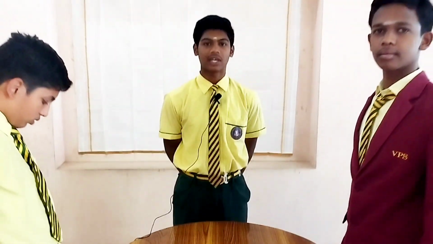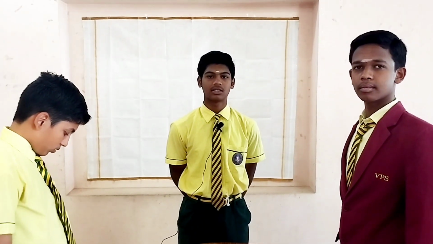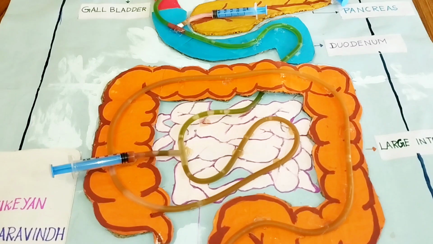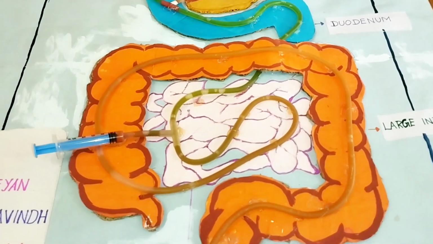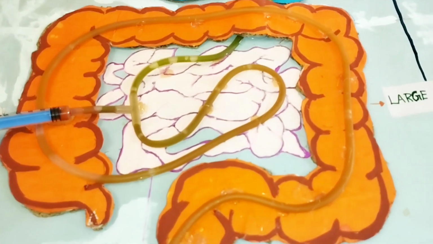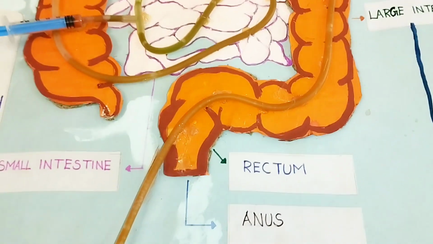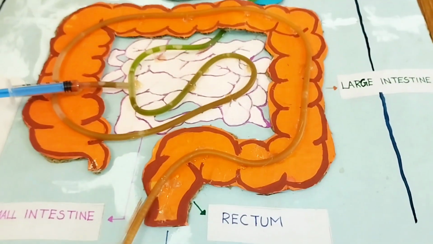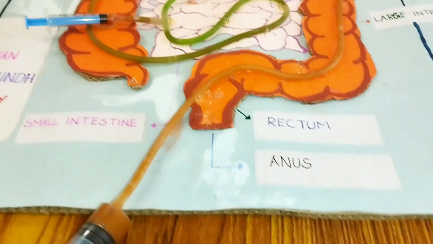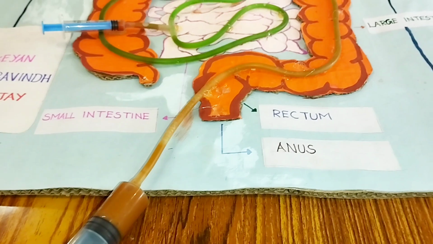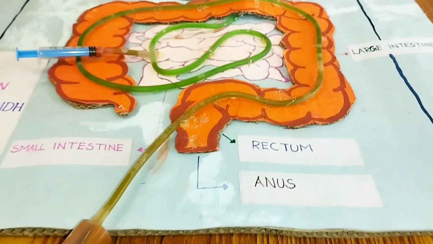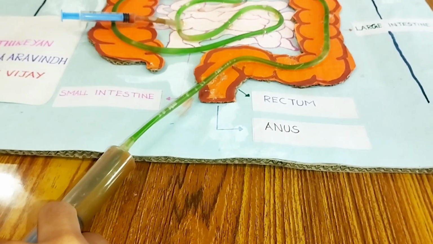Now I am going to explain about the function of large intestine. The large intestine is wider and shorter than small intestine. It is about 1.5 meter in length. Its function is to absorb water and some salts from the undigested food materials. The remaining waste is passed into the rectum and remains there as semi-solid feces. The fecal matter is removed through the anus from time to time. This is called egestion.